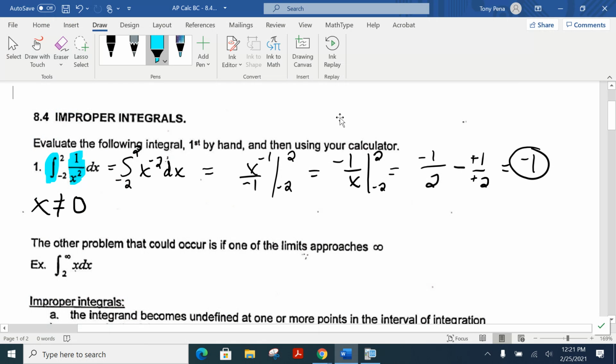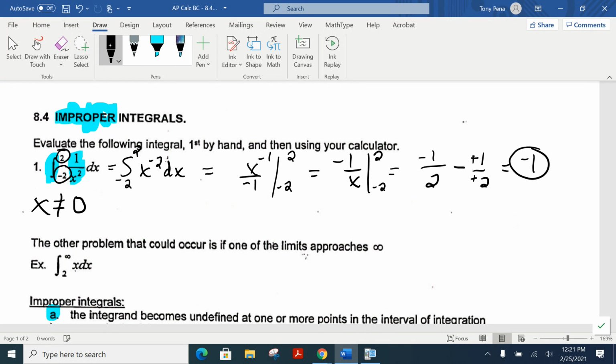So big picture understanding is what you need to be very, very careful of. There's 2 different ways that we can get what we call an improper integral. One of them is, this is what letter A says down here, the integrand, so this 1 over x squared function, becomes undefined at 1 or more points in the interval of integration. So if you notice, I wanted you to find the area between negative 2 and 2. Since our function was undefined at 0, that's a problem. At least what we currently know, that is a problem. If I were to set that exact same problem up from negative 2 to negative 1, we're fine, because while 0 is undefined, we're not finding the area at 0. We're good between negative 2 and negative 1.